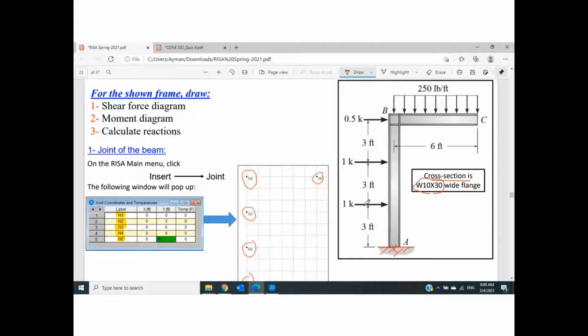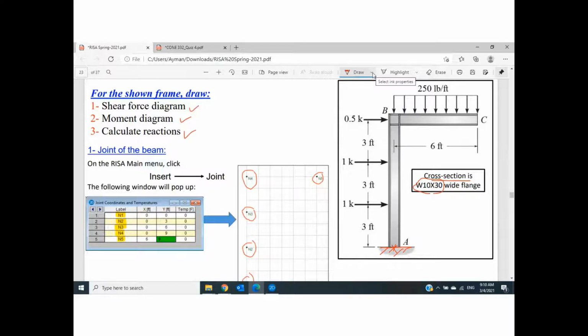Anyway, we have horizontal load 1 kip, 1 kip, and 0.5 kip. We have uniform distributed load 250 pounds per foot. We need to get the shear force diagram, bending moment diagram, reactions, and the axial force for this one.